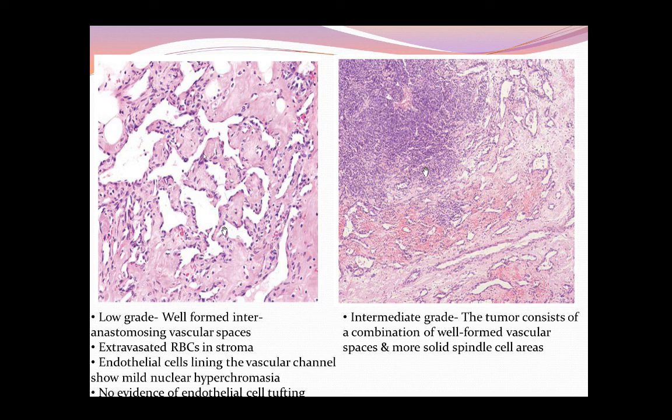So this is a low-power view. This is a high-power view of a low-grade angiosarcoma, which shows anastomosing vascular channels lined by cells which are hyperchromatic and atypical, but not too ugly. There are some stromal extravasated RBCs here, and you don't see any papillary formations, increased mitosis, or tufting. Unlike over here, which is an intermediate grade, where you see vascular differentiation. You also see solid foci of spindle cells.